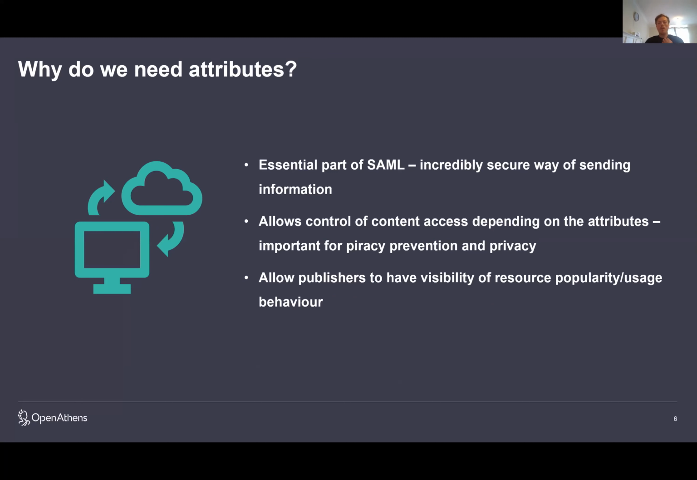So why do we need attributes? For a long time, and arguably still, IP authentication was the primary method of authentication for libraries and publishers. However, libraries are moving to SAML-based systems like OpenAthens to gain a better insight into how users consume the content they're purchasing. Attributes give a much more granular view of usage of those resources, and they can often help inform renewal decisions. But for publishers, attributes do the same thing.